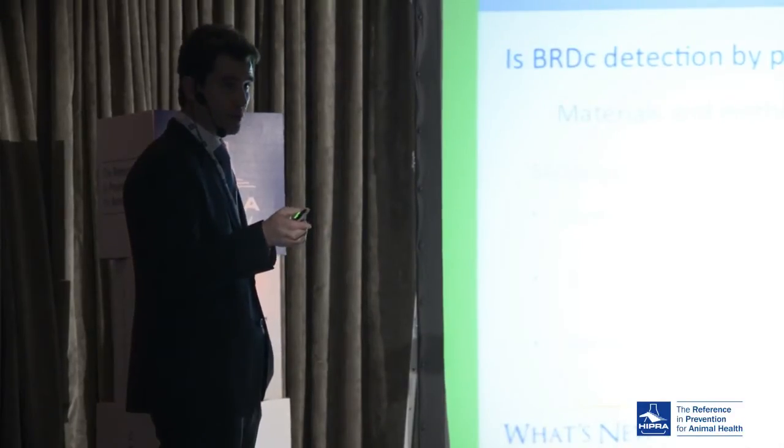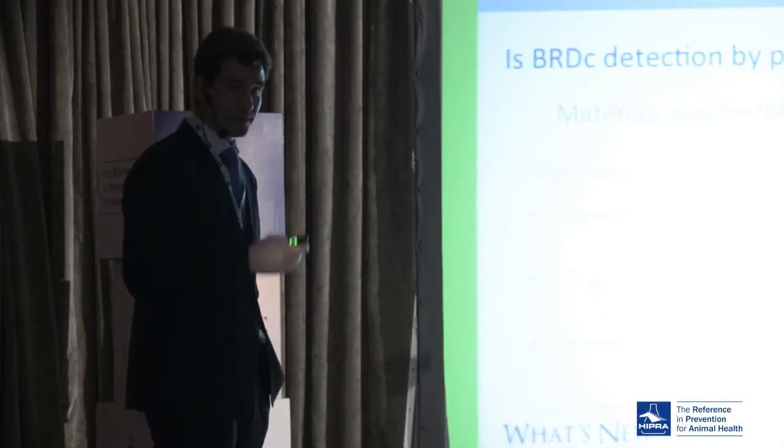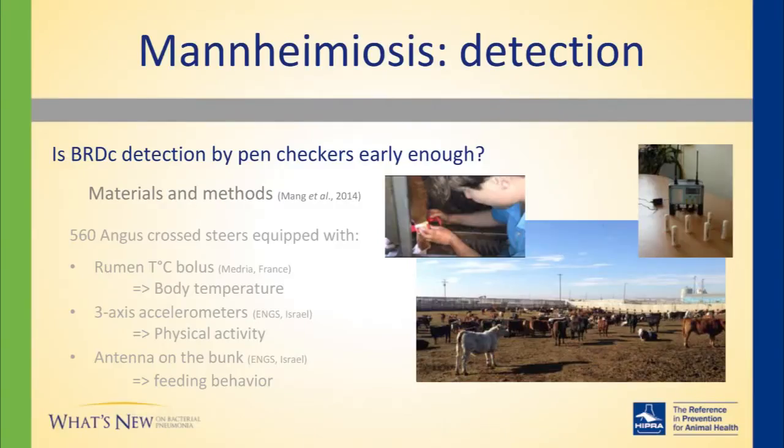To respond to this question, last year I equipped 560 steers with Reimann temperature boluses to monitor their body temperature continuously, but also 3-axis accelerometers. You can see some of those animals. That is the pen that I followed, and each animal had a pedometer to monitor their physical activity. I also placed a line in front of the bunk to monitor their feeding behavior.